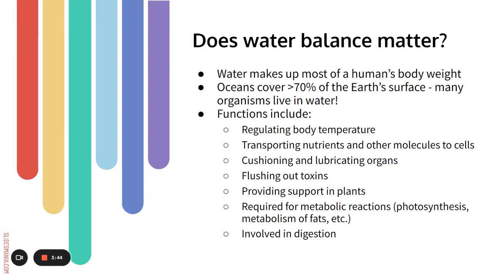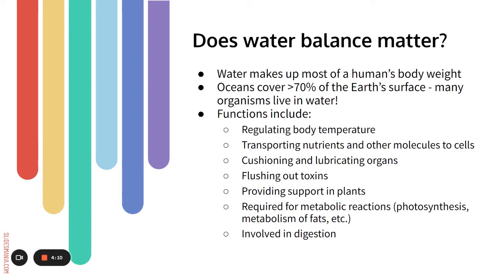And so when we're thinking about why water balance matters, one reason is that water is going to make up the majority of many organisms' body weights. So for humans, I think we're about 60% water, and our blood is even more, like 90% water. So if you think about all of the watery cytoplasm that is in the inside of our cells, that's going to be a big component to our bodies in general.